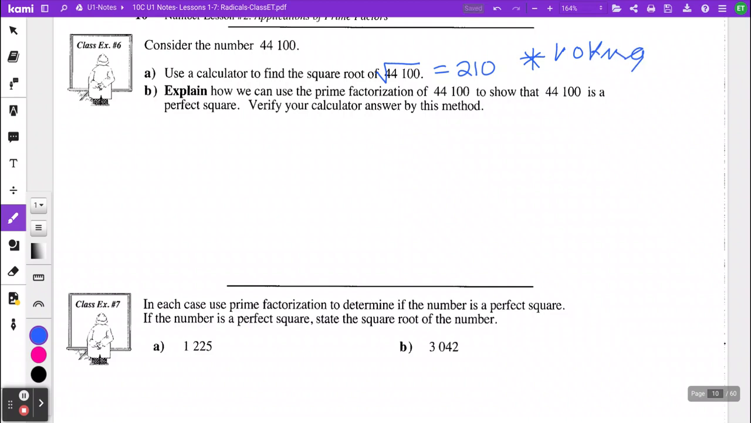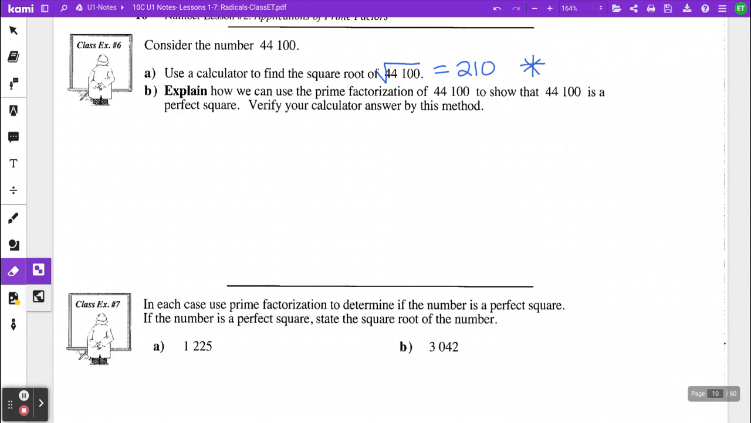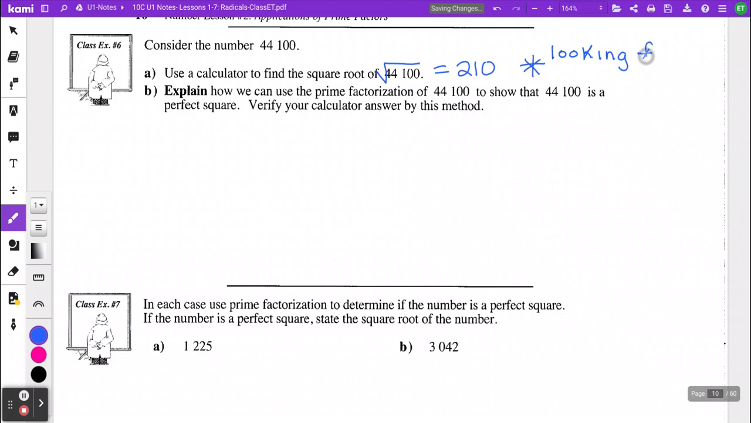Oh my gosh, that does not say what I wanted. Okay. I'm looking for pairs of factors.